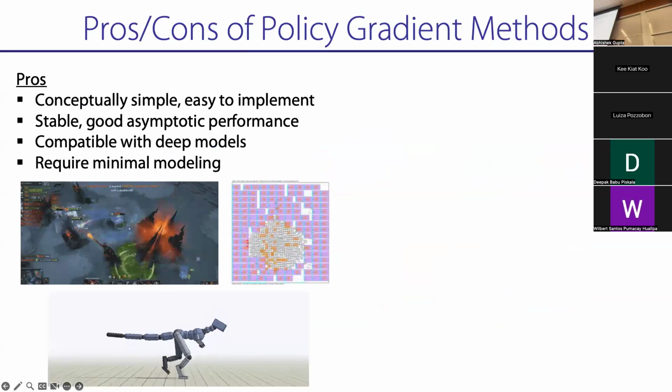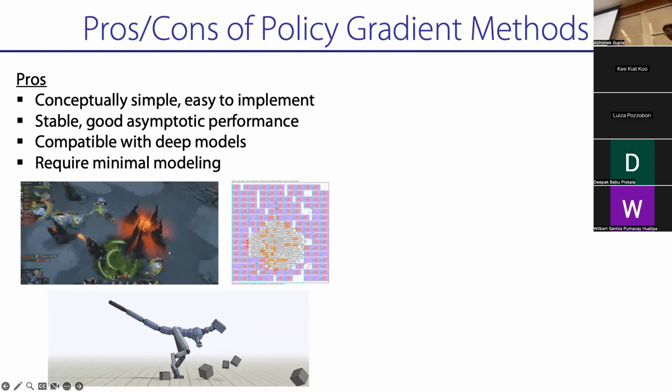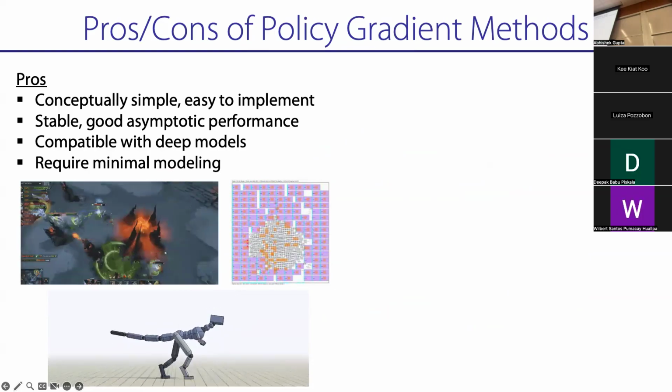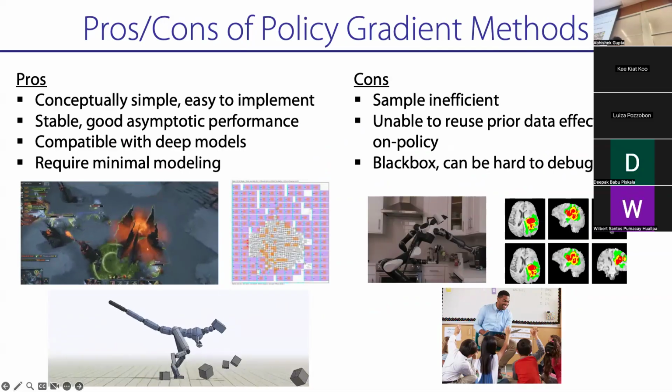Okay, so let's wrap up policy gradient. The pros here is that it's simple and easy to implement. It's generally pretty stable. If you run PPO versus SAC, the curves will go way up and down. It generally works well with larger and larger models and doesn't need a lot of domain-specific assumptions. But it's sometimes hard to debug. It's a little hard to provide any guarantees on it. And it's super, super sample inefficient.